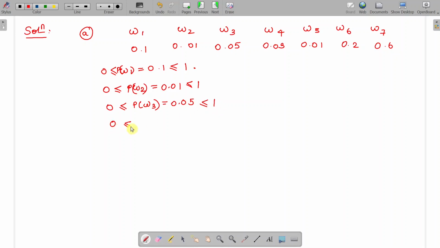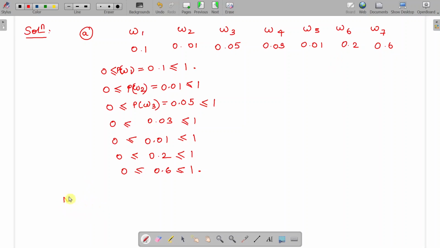So similarly, we will have 0 less than or equal to this 0.03 less than or equal to 1. And similarly 0 is less than or equal to 0.01 less than or equal to 1, okay, then 0 is less than or equal to 0.2 less than or equal to 1, then 0 is less than or equal to 0.6, which is less than or equal to 1, right? So we find that all the probabilities of the outcomes are greater than 0, less than 1, right? Now we will check the sum of all the probabilities. It should be 1, right?